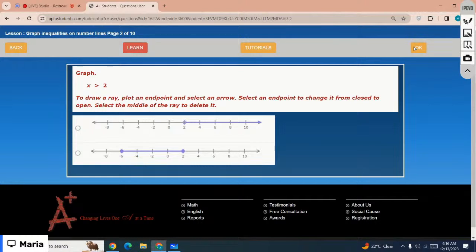Just understand the inequality. x is greater than 2. That means all the numbers that are greater than 2 are the solution of the inequality, right? But 2 is not included, right? So there must be an open circle at the 2 and the arrow must be pointing on the right hand side. So option number 1 is the correct option. Got it?